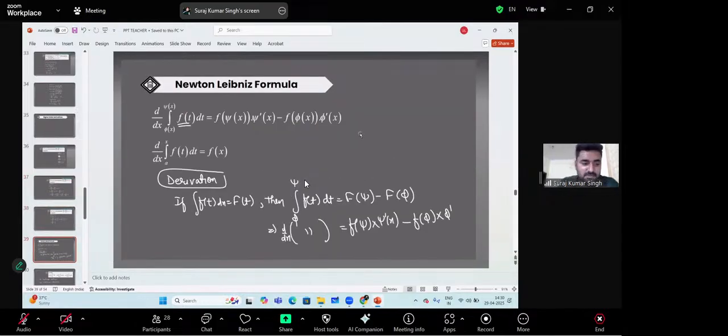Okay. And the last one, that is the Newton-Leibniz formula.